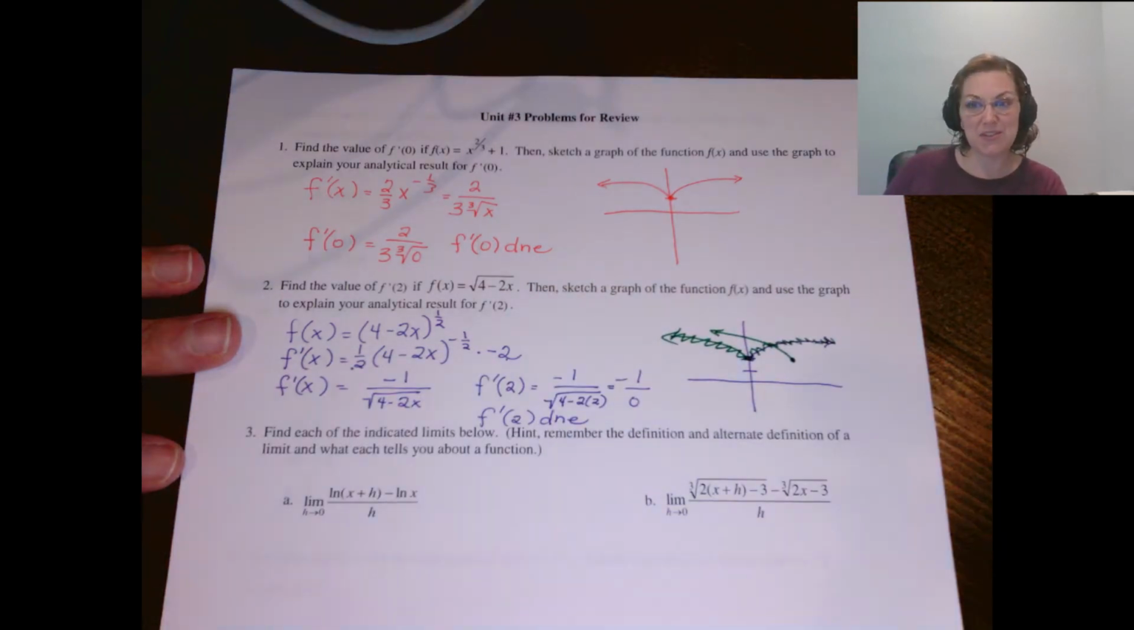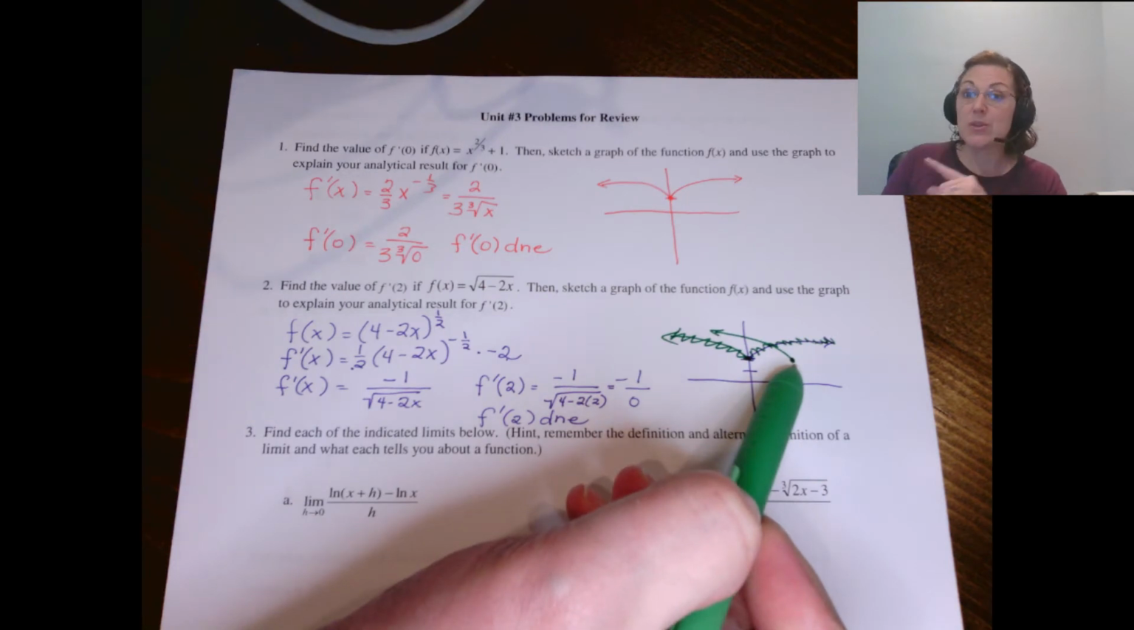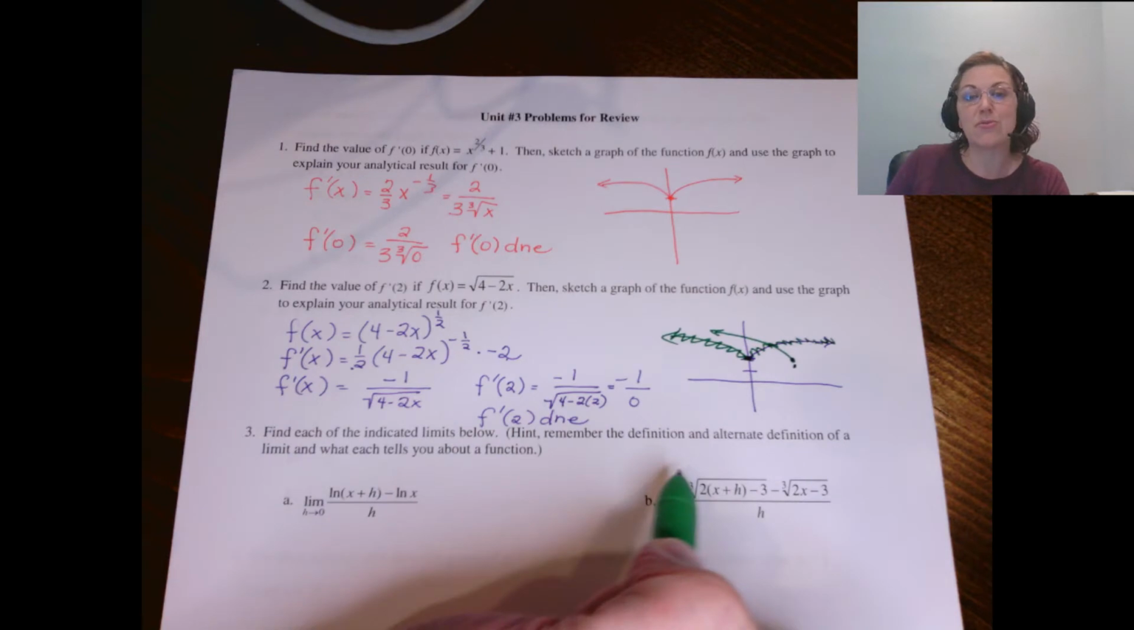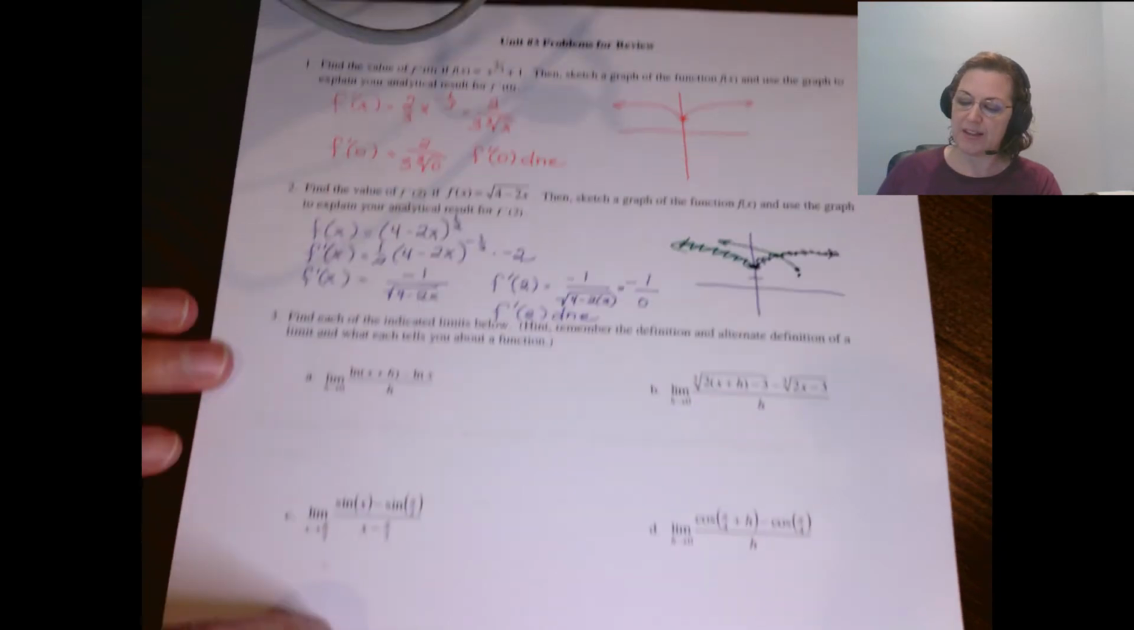Why doesn't the derivative at 2 exist? Because the function's not continuous at 2. The function exists, but the limit does not. And so therefore my derivative does not exist there. Okay, look at number 3 then.